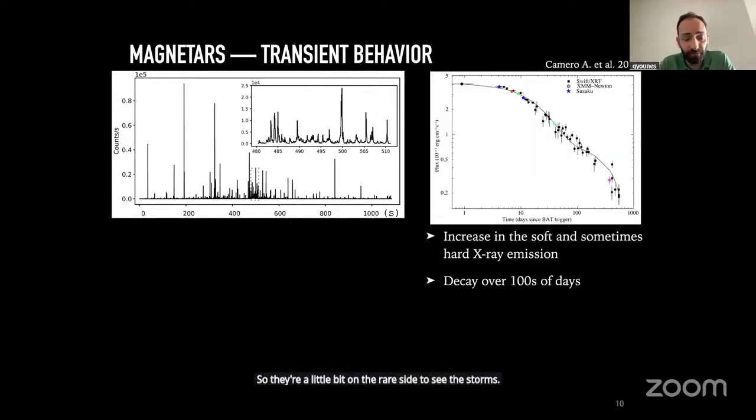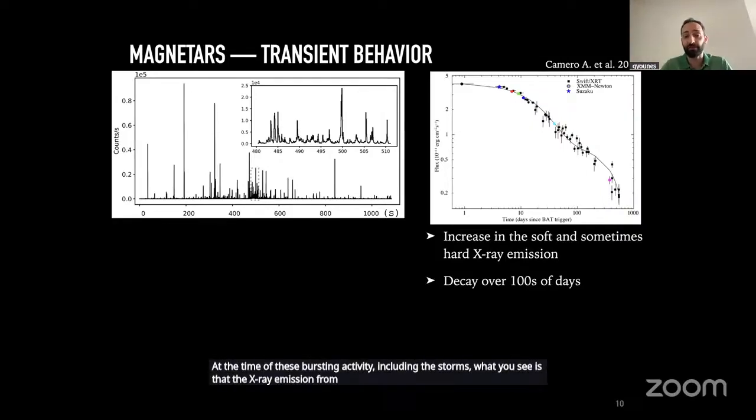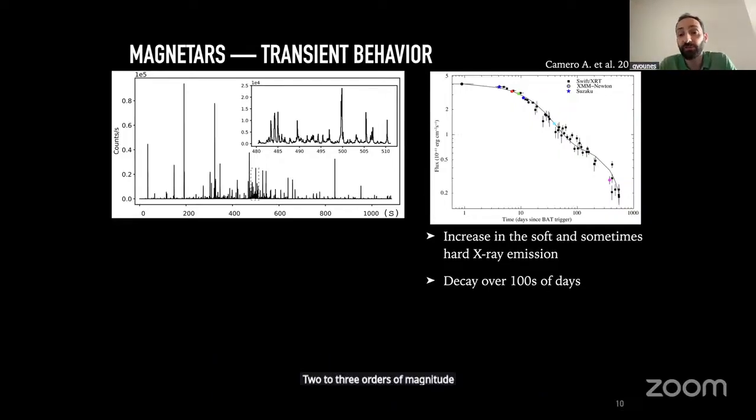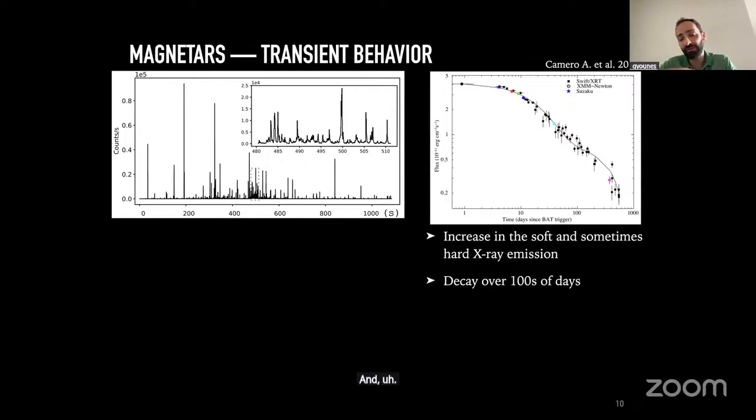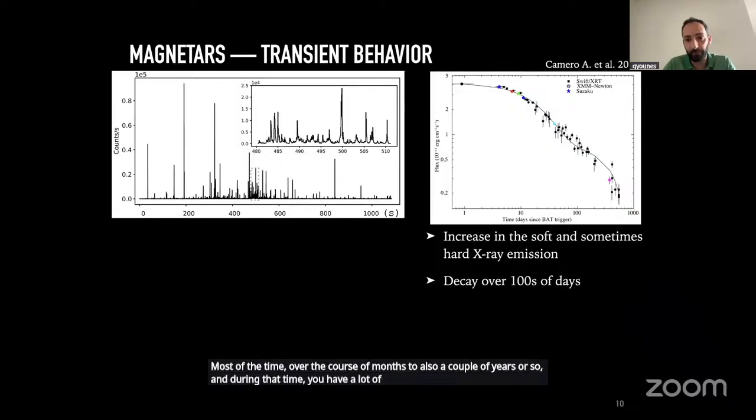At the time of this bursting activity, including the storms, the X-ray emission from a magnetar increases, sometimes by as many as 2 to 3 orders of magnitude. That's what we call outbursts. So basically you have the bursting activity and then you have the outbursts. The outburst evolves in a typical manner. It decays back to its quiescent state most of the time over the course of months to a couple of years. And during that time, you have a lot of activity going on.